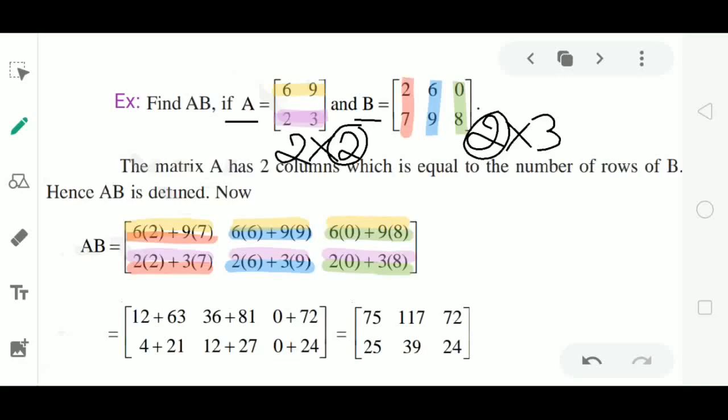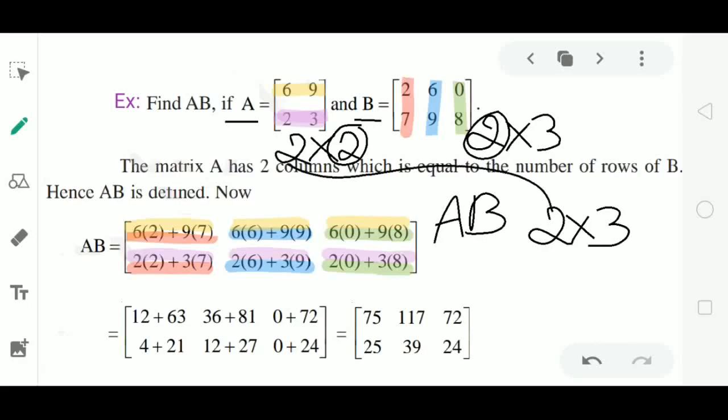Now the product of these matrices A and B is a matrix AB having the order 2 by 3, that is the number of rows of first matrix A and the number of columns of second matrix B.